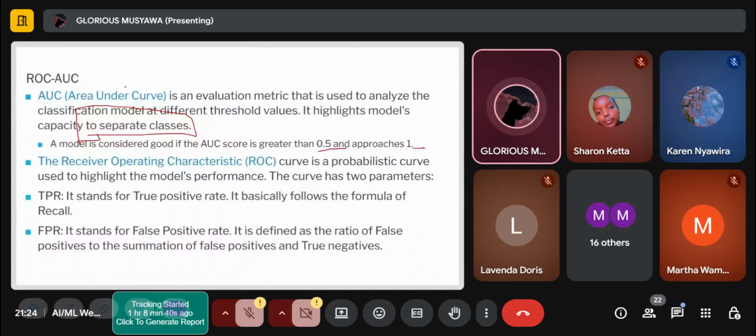So ROC, now the first part, is a probabilistic curve used to highlight the model's performance. The curve has two parameters. TPR, which stands for true positive rate, basically follows the formula for recall, and FPR, which stands for false positive rate, defined as the ratio of false positives to the summation of false positives and true negatives. So this is also another metric. It depends on your scenario, on your data set, and on what you're trying to achieve.